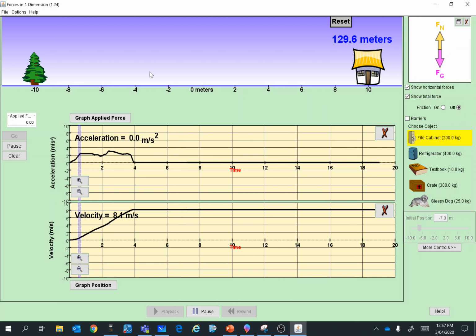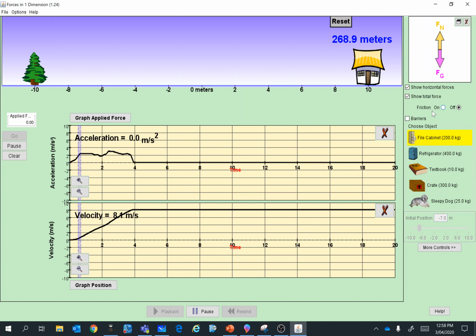Now, at this point, as I'm speaking, and for quite some time, since about 4 seconds in, the robot has stopped pushing on the cabinet. Hence, the acceleration is now 0. That filing cabinet is sliding off the screen where we can't see it at constant velocity. So the net force acting on it is 0. It's still moving, but it's not accelerating anymore because the net force acting on the object is 0.